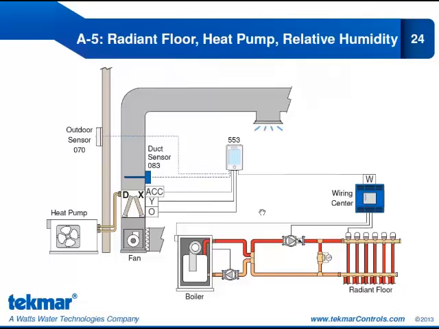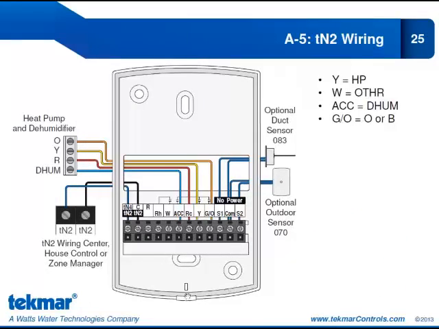Now let's look at the wiring for this. First stage of heat is communicated through the TN2 connections. In this case, we're going to a wiring center. Now we have the R coming from the air handler unit. That's tied to the ACC. The ACC will operate the coil for dehumidification, so that will be a dehumidification call to the air handler.